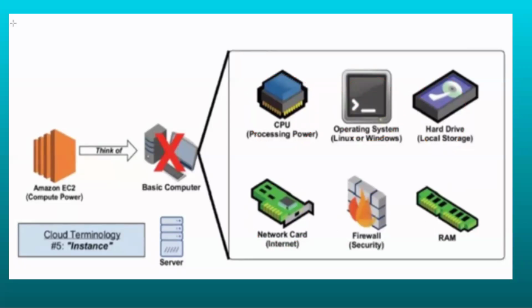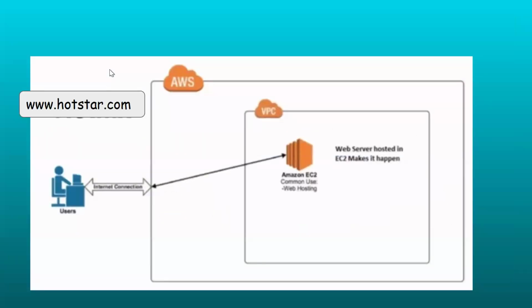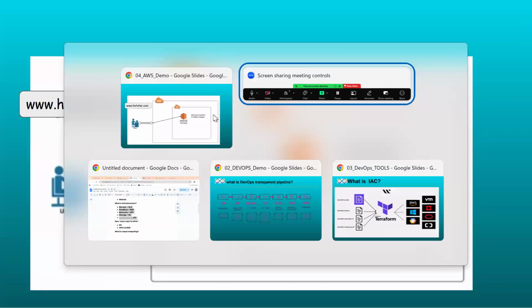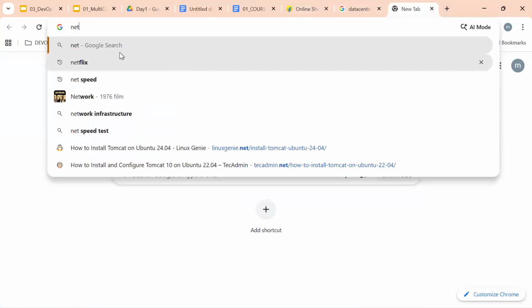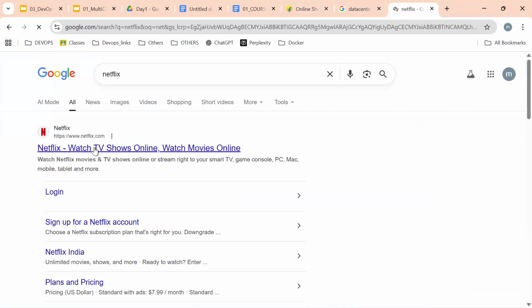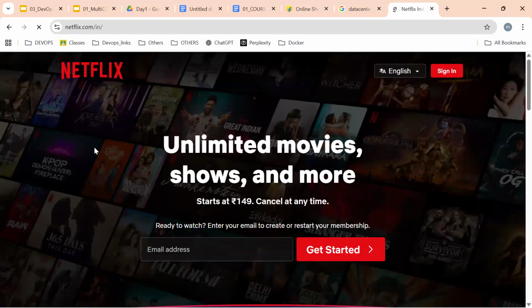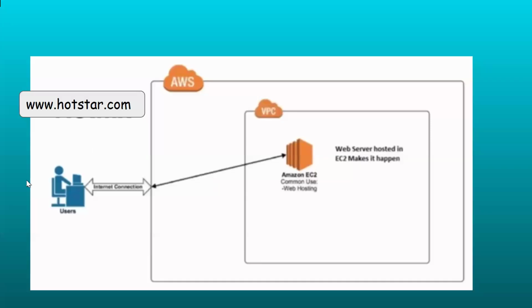Got it? Okay, so let us assume I want to deploy a Netflix kind of application, or a Redbus kind of application, or a Hotstar kind of application, whatever application you want to deploy. What is the first thing we try to do? The first step is that we need to create a network.